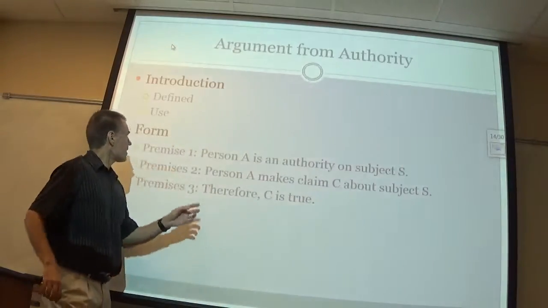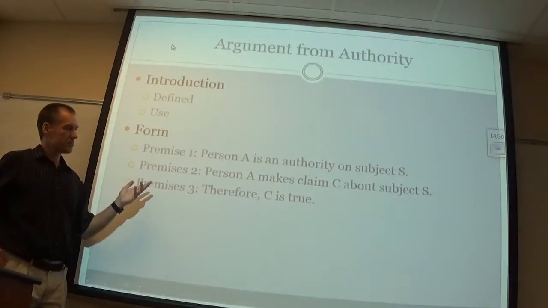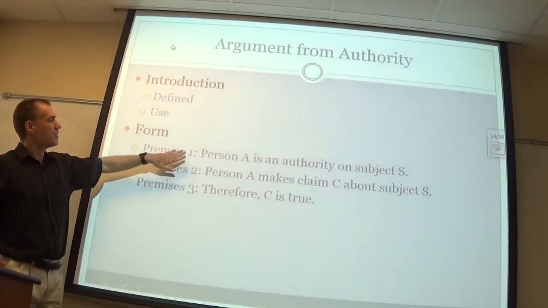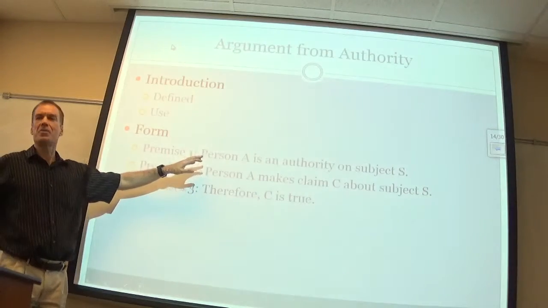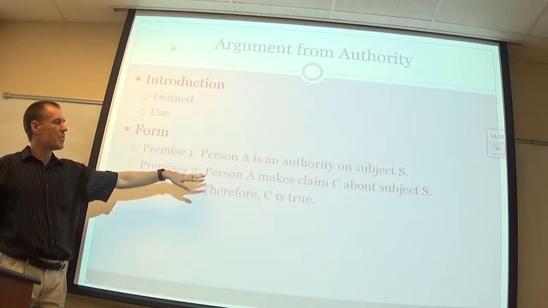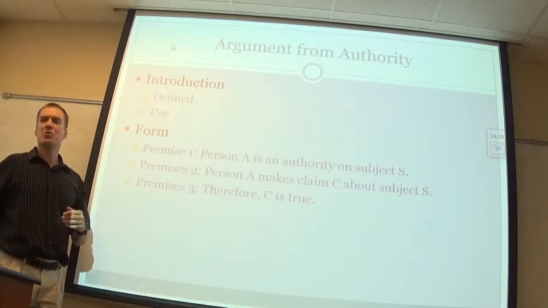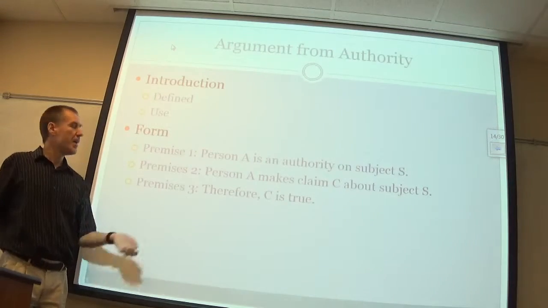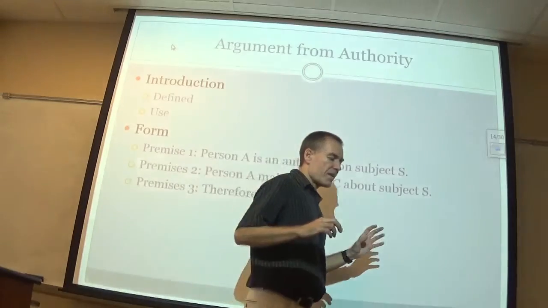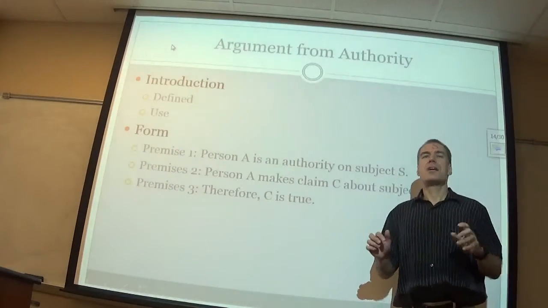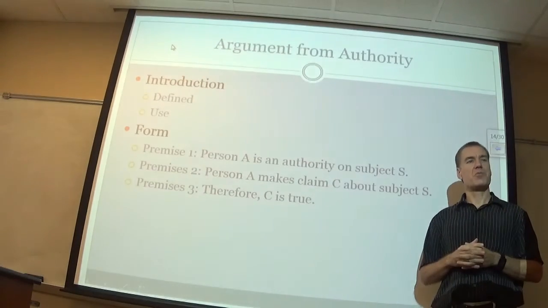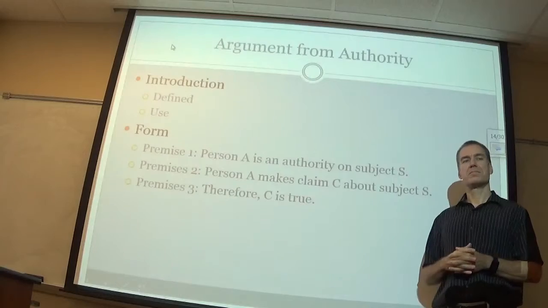Now, the formal form, which people don't use unless they're philosophers or have some sort of bizarre issue, is this. The first premise, you establish the person as an authority on a particular subject. Premise 2, you show they make the claim about that subject, therefore you conclude the claim is true. Now, again, people usually don't write like this. They'll say things like, Stephen Hawking, a noted expert on physics, has claimed that artificial intelligence could result in the extermination of the human race. Therefore, it's true.